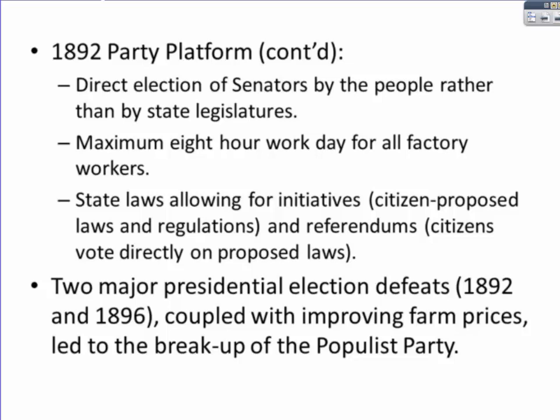State laws allowing for initiatives, which is a citizen-proposed law or regulation, and referendums, which is citizens voting directly on proposed laws. After two major presidential election defeats in 1892 and 1896, coupled with improving farm prices, the Populist Party broke up, with farmers being their biggest supporters and life for farmers improving in the 1890s. The Populist Party faded away.